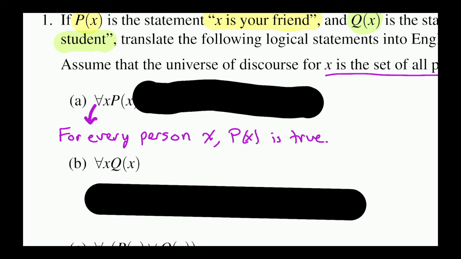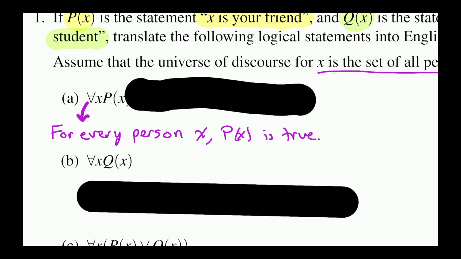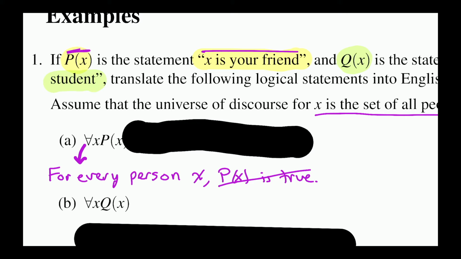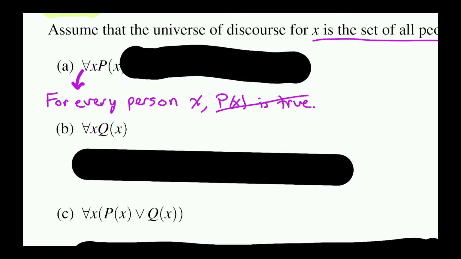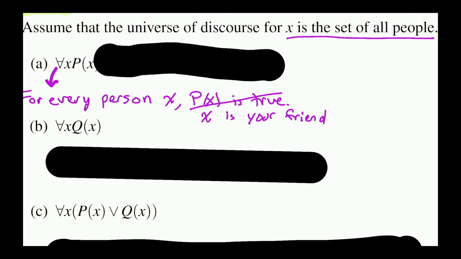Now we know that that's what the universal quantifier tells us to do, right? But what is property P of X? Because you don't really want to say it this way. What does it mean for P of X to be true? So you look up here and you see that P of X is "X is your friend." So for every person X, X is your friend. Once you write it out that way, you can try to find a better way to write it in English. So every person is your friend.